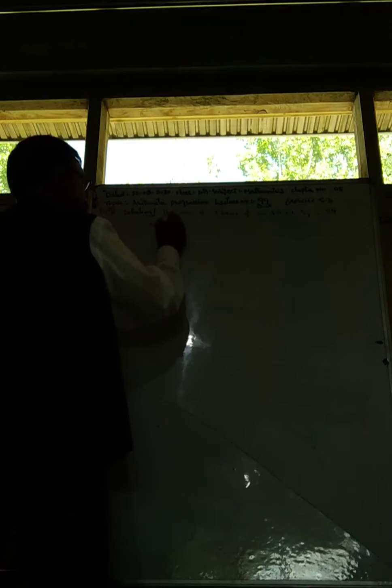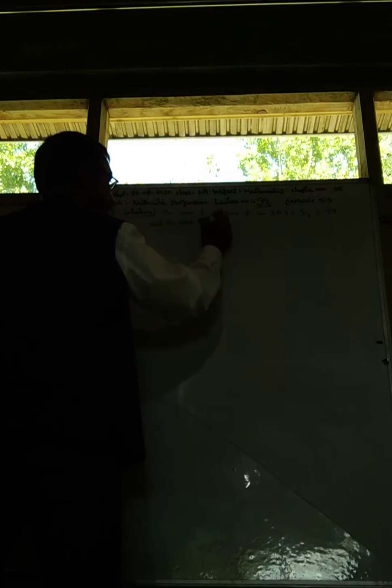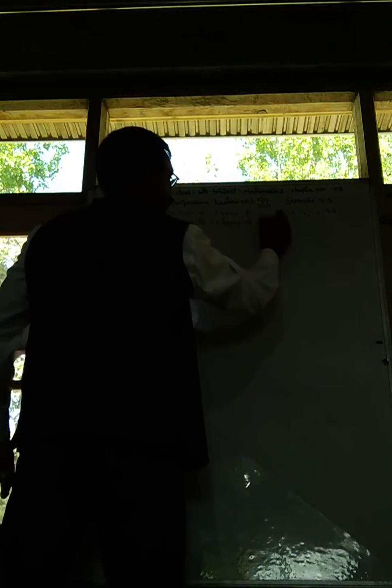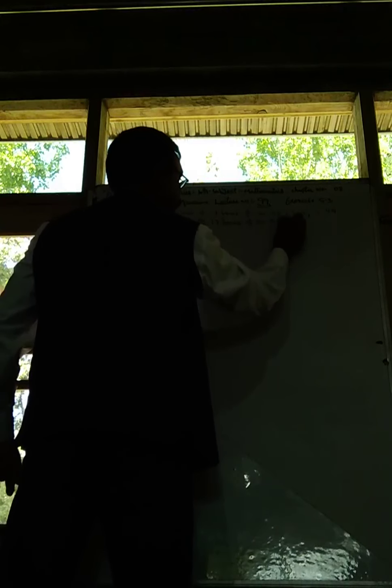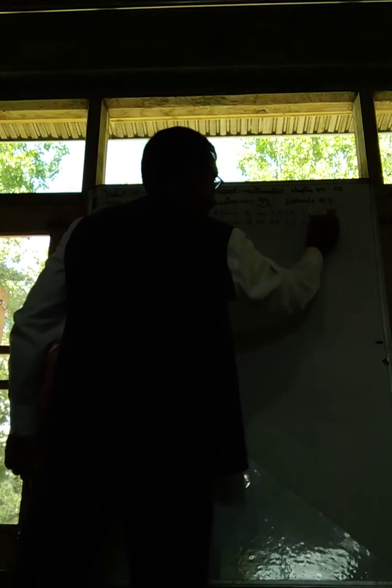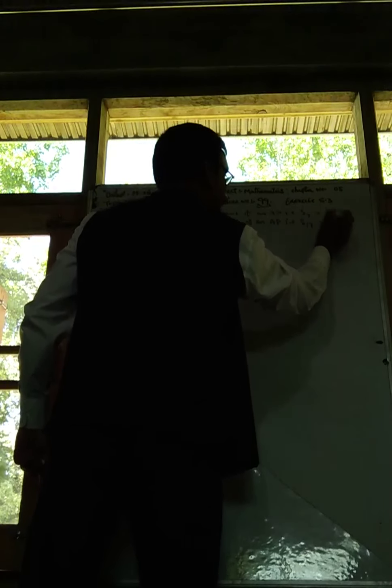and the sum of 17 terms, sum of 17 terms of an AP, that is S17 is equal to 289. Find the sum of n terms.